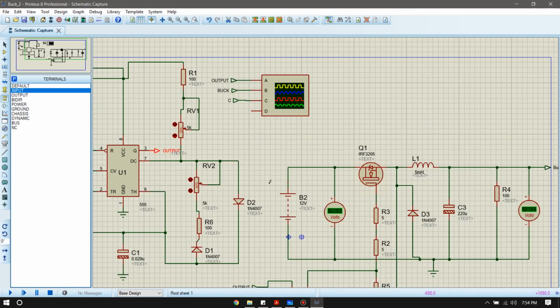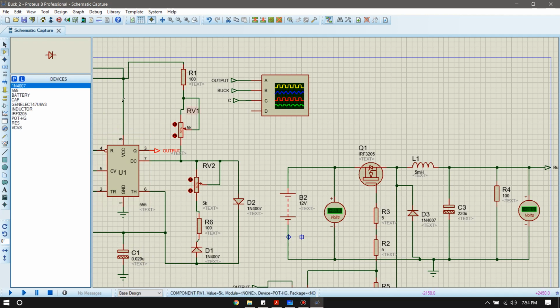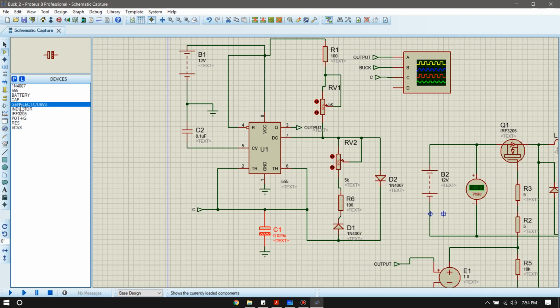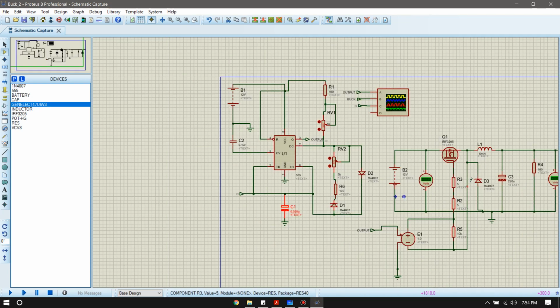In terms of devices, all the device names are, I think, given in your lab sheet. So for the capacitor, in a lot of cases, we're using the normal capacitor. So this is the generic capacitor. And we're also using this type of capacitor, which is called, you can see the name here, Gen Elect 470U6V3. Okay, so this is the capacitor that we're using here. And over here as well, I think.